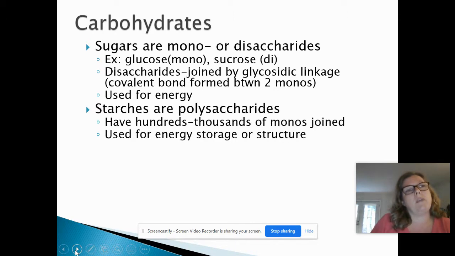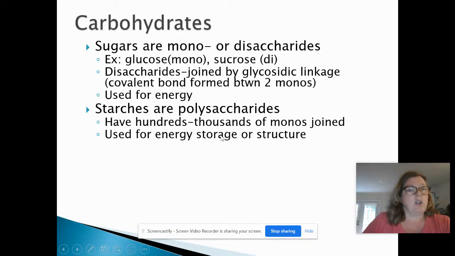Carbohydrates are for energy, but they're used for short-term energy storage. So sugars generally get burned off. If you don't burn them off, then you would store them as starches, and starches are the polysaccharides. Not all polysaccharides are used for energy, and we'll look at a few of those in just a minute, but these have hundreds or thousands of monomers joined together, and usually they're energy storage. But again, this is a shorter term energy storage. This is found in your muscles.